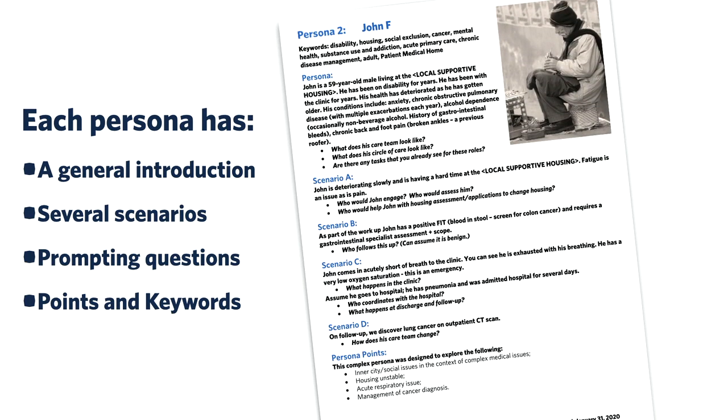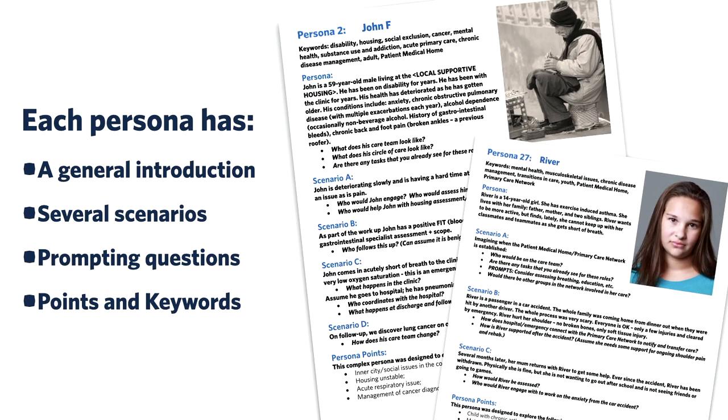And so here you can see John, who is a 59-year-old male, and we've put little prompts in there if you can read it, and you'll see it in our library that you can access freely, prompts for local information. And then there are these particular prompting questions and then each scenario. And those evolve the conversation across the team. Second example here is River. She's a younger patient who has additional issues.